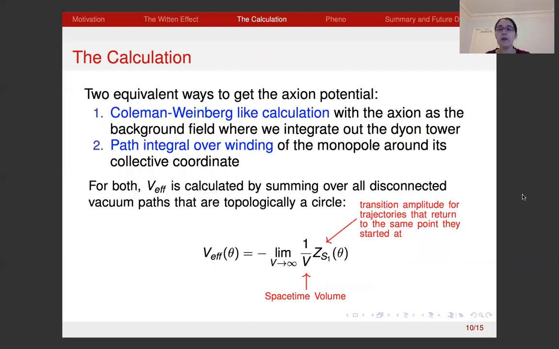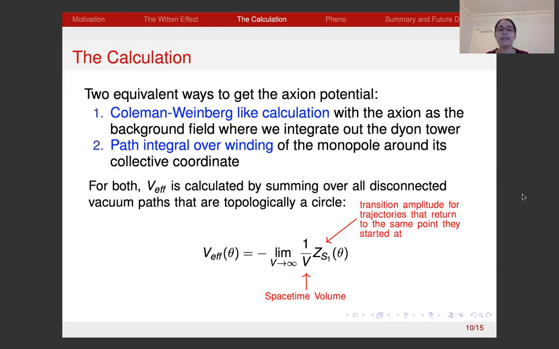So how do we actually do this calculation? Well, there are 2 equivalent ways to get the axion potential. First, we can do a Coleman-Weinberg-like calculation. We treat the axion as the background field, and then we integrate out the heavy dyon tower. Second, we could also do equivalently a path integral over winding of the monopole around its collective coordinate. And these 2 pictures are related by Poisson resummation, so they're going to end up giving us the same answer.